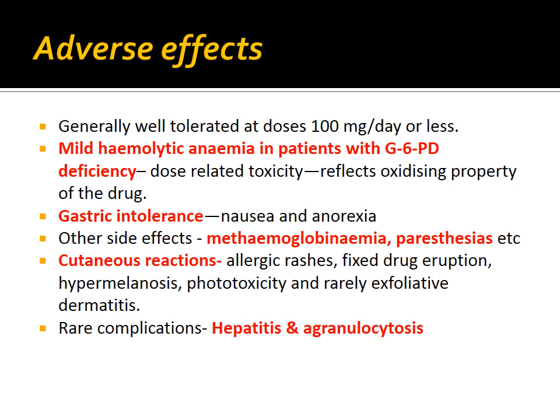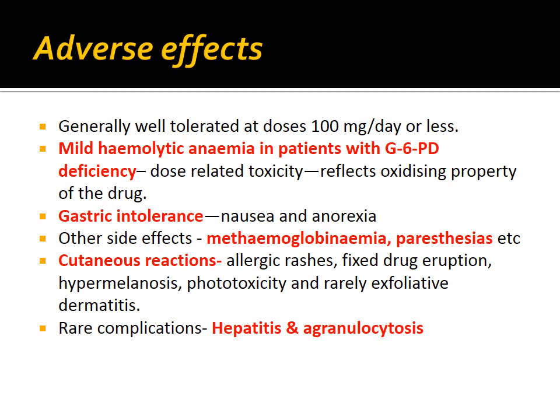The second, gastric intolerance like nausea and anorexia. Anorexia means decrease in appetite. Other side effects are methemoglobinemia. So hemoglobin becomes oxidized, that's why it is called methemoglobin. So there is an increase in the level of methemoglobin, that is one of the side effects. Paresthesia means tingling, numbness type of sensation.